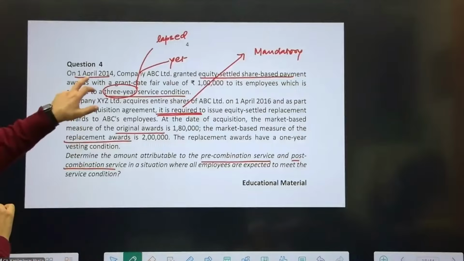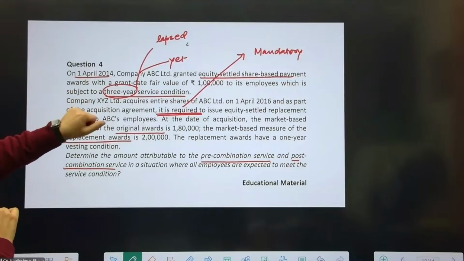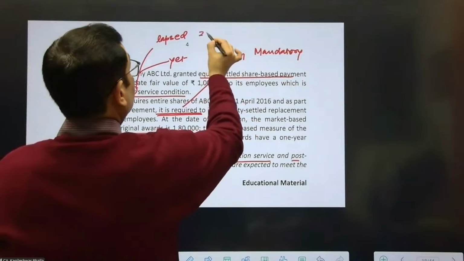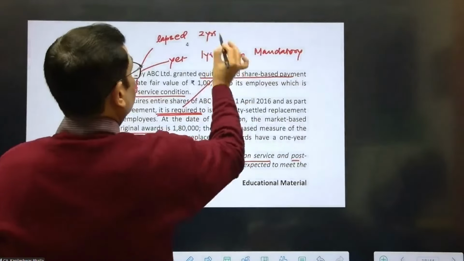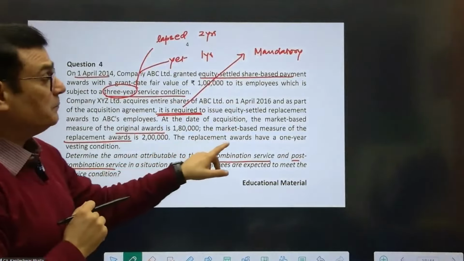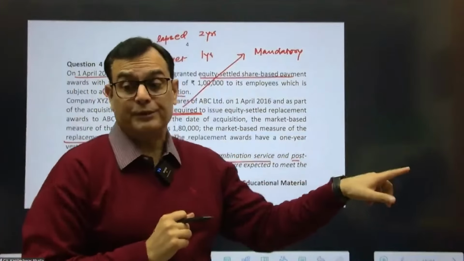It was granted on April 14, and we're sitting on the date of acquisition, that is 1st April 16. So can I say 2 years elapsed? 2 years. And 1 year is yet to be elapsed. And the replacement award did not change the vesting period. The remaining period is still 1 year to go.